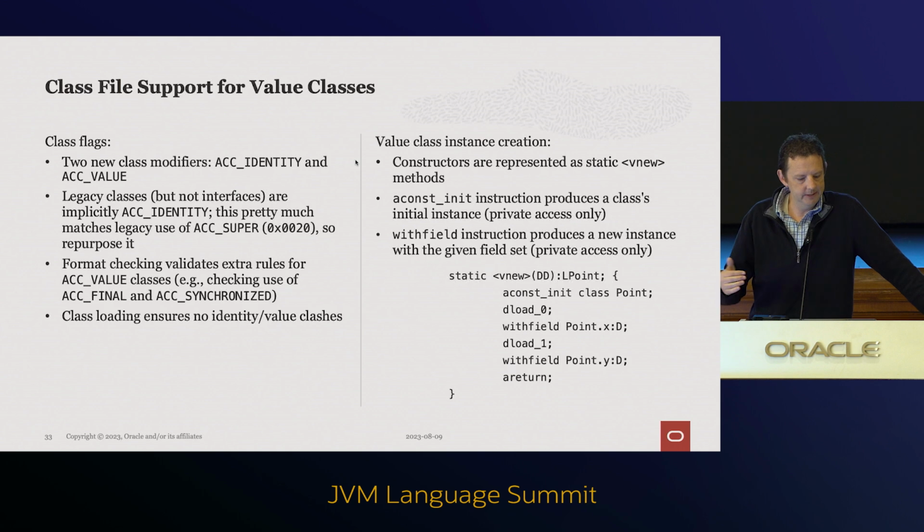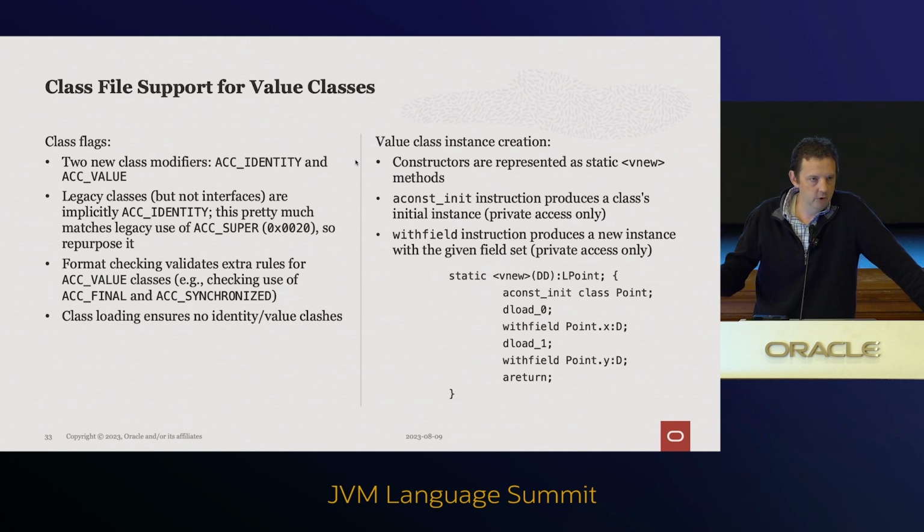There's some extra rules for ACC value classes. Ensure that you're using final appropriately, you're not using synchronized. And at the point of loading the class, we'll check the super hierarchies, make sure you don't have identity value clashes. So that's the flags. Instance creation, I mentioned this is different. Because there's no identity and no mutation, that's the underlying mechanism of construction. Call a superclass, let it mutate some state, and then return. So we can't do that. We need a new construction mechanism.